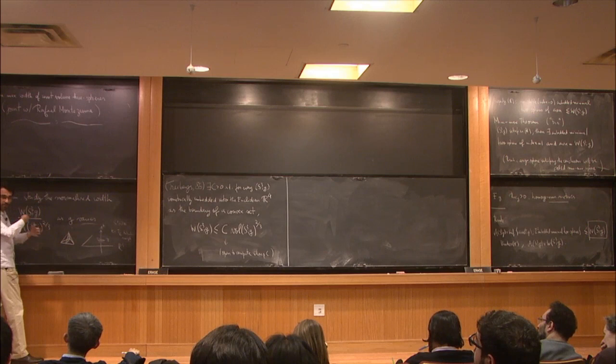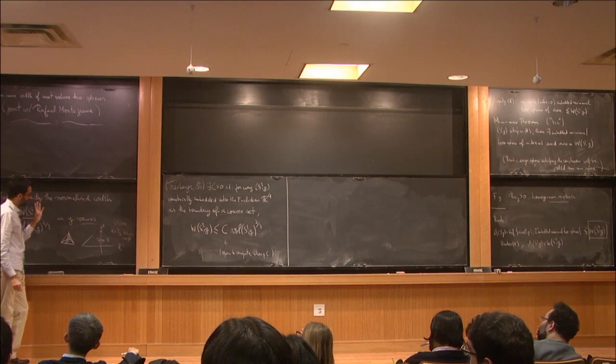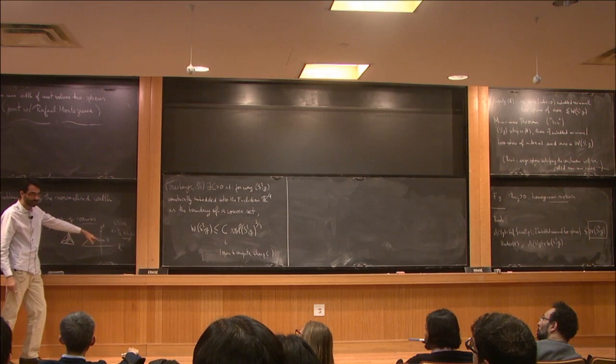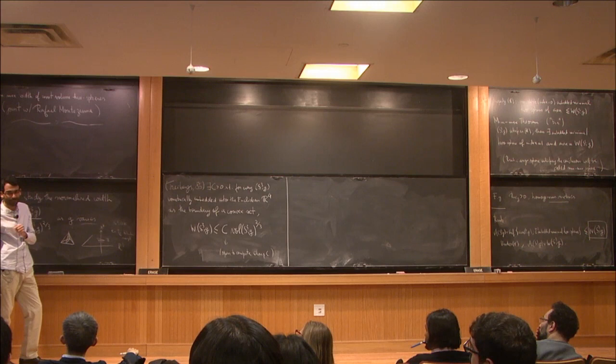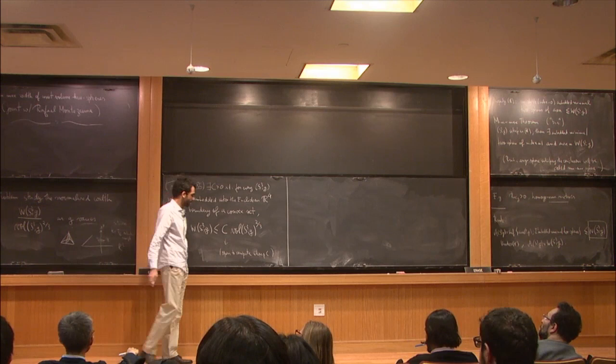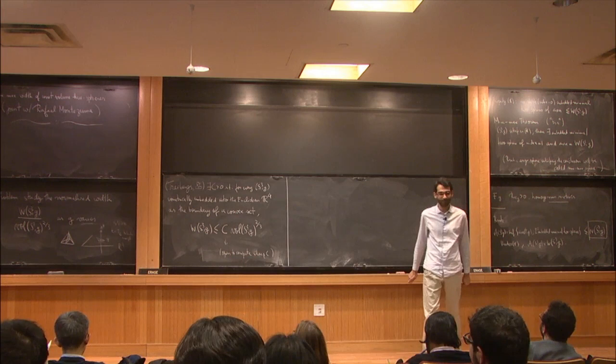So if you compute the double of the area of that and divide by the double of the area of the standard tetrahedron, you get a number that is slightly bigger than the number for the round metric. So this is a suggestion that the round metric is not the maximizing metric.